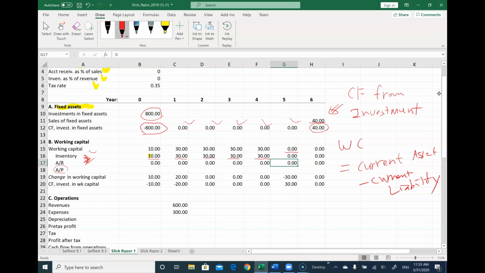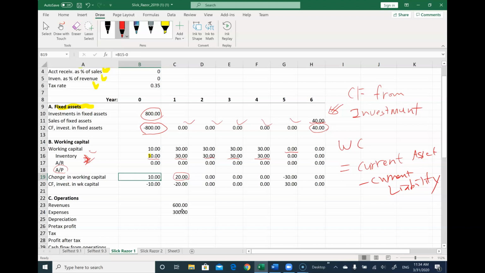So when you look at the change in the working capital, in year 1, working capital goes up by 10, and between year 1 and 2, working capital goes up by 20, so it becomes 30. And between year 0 and 1, the change in the working capital is 20. Between year 1 and 2, 2 and 3, 3 and 4, there is no change in the working capital.